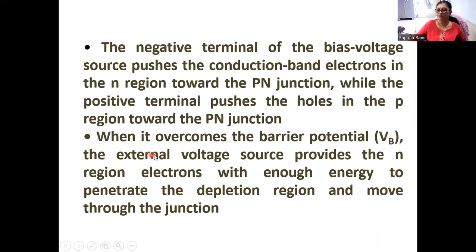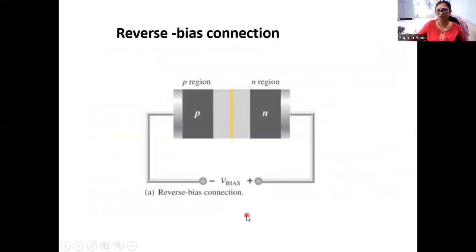The external bias must be greater than the barrier potential VB; this condition should be satisfied. Then and only then can the diode conduct electricity in forward bias condition. Now let us discuss the reverse bias connection.